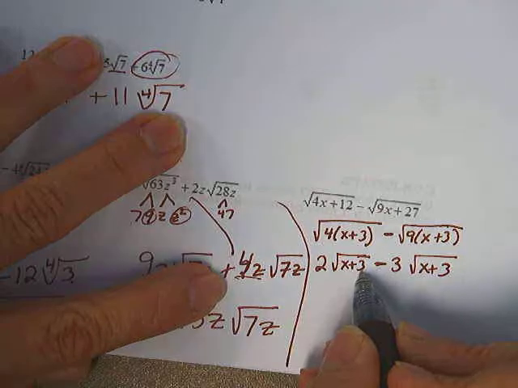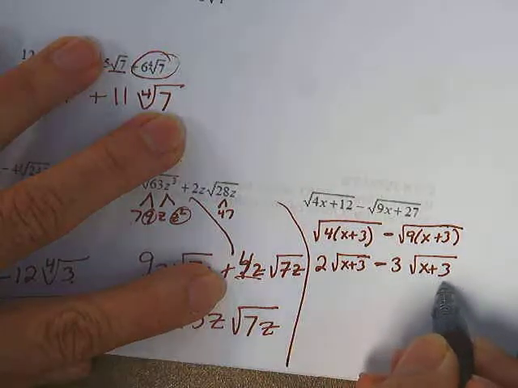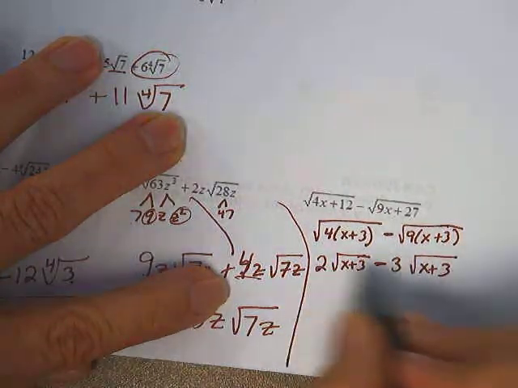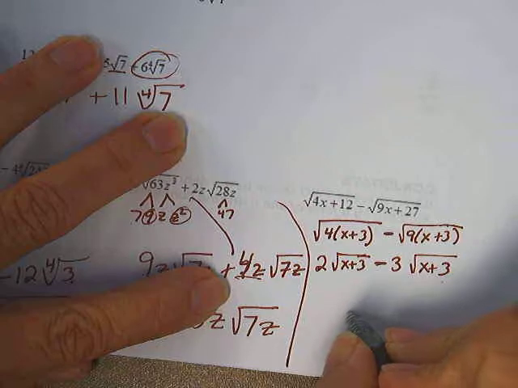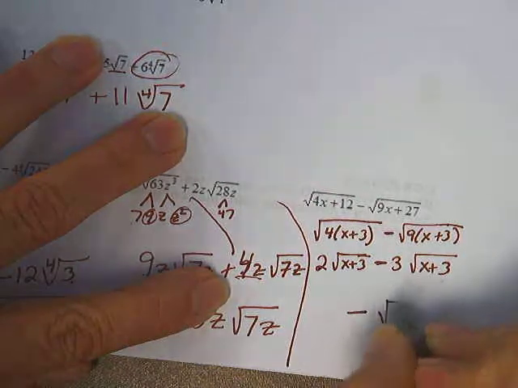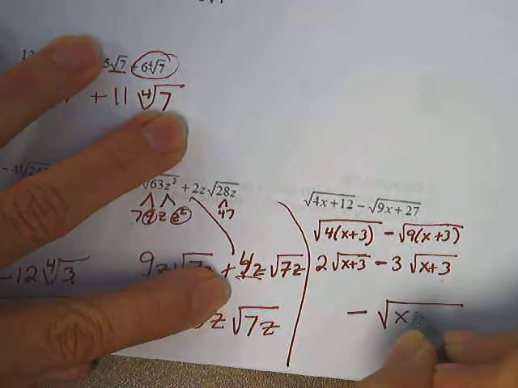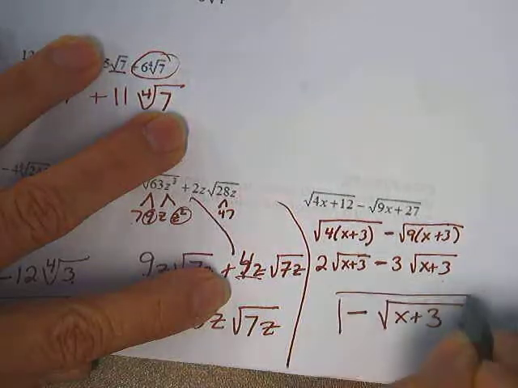2 times the square root of x plus 3 minus 3 times the square root of x plus 3. 2 minus 3 is minus 1, so we don't need to write the 1. So the answer is negative square root of x plus 3.